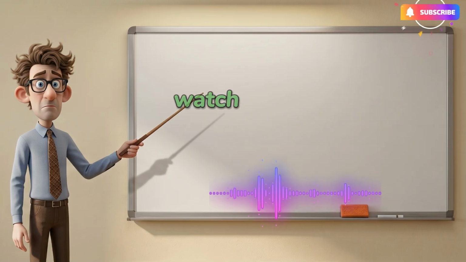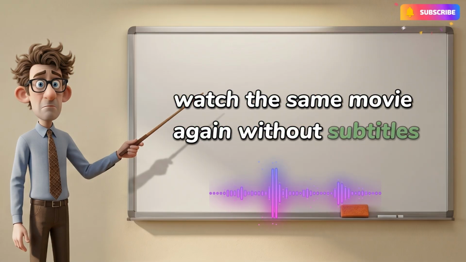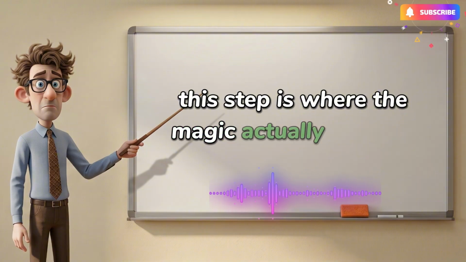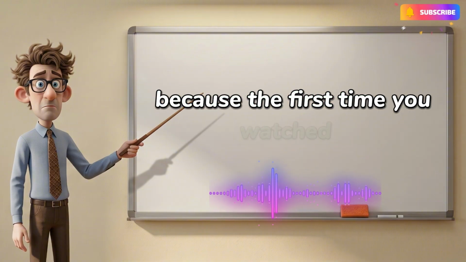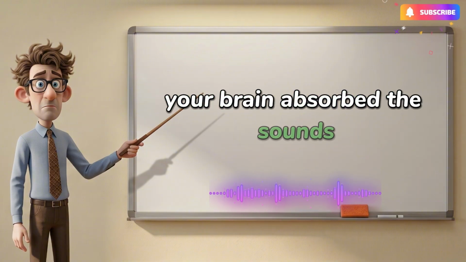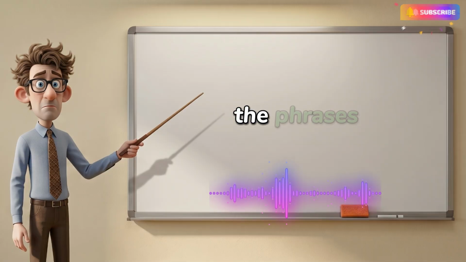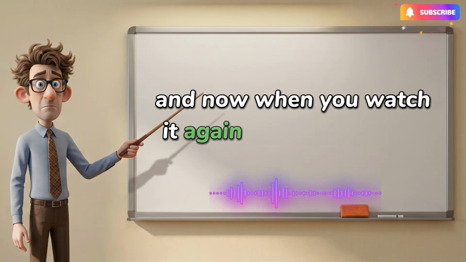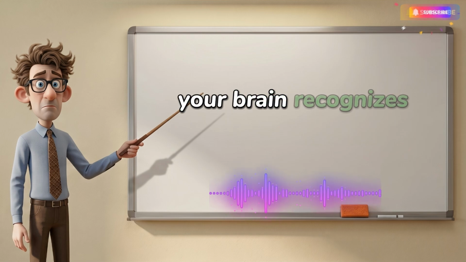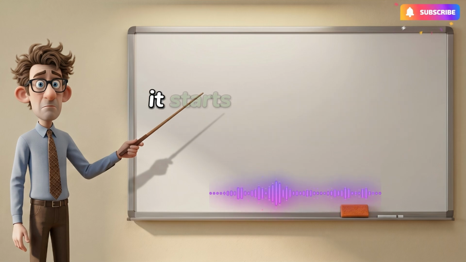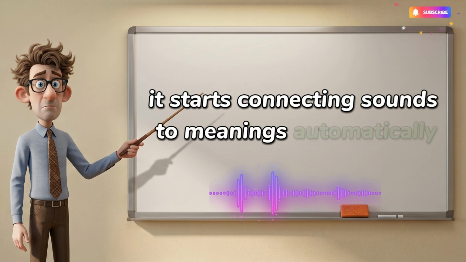Step 3. Watch the same movie again without subtitles. This step is where the magic actually happens, because the first time you watched it, your brain absorbed the sounds, the rhythms, the words, the phrases, and now when you watch it again without subtitles, your brain recognizes things it heard before. It starts connecting sounds to meanings automatically.